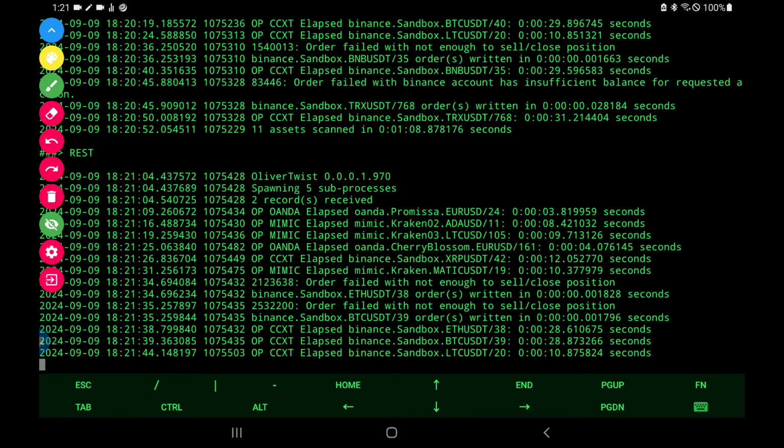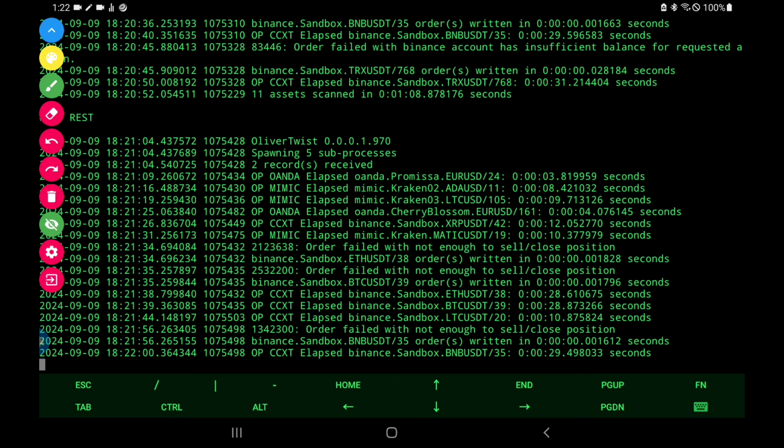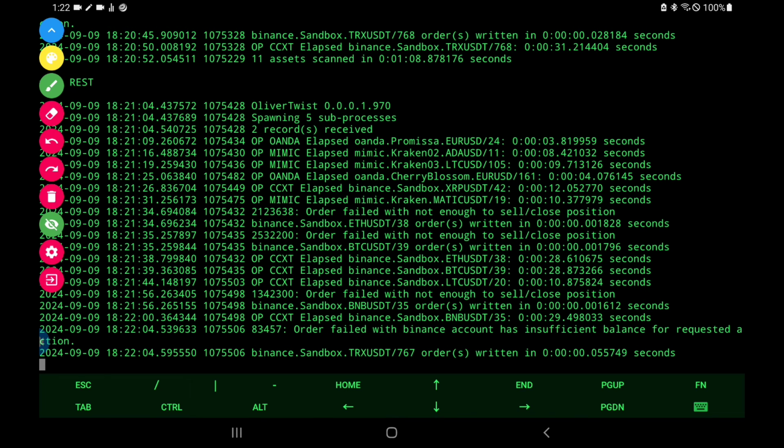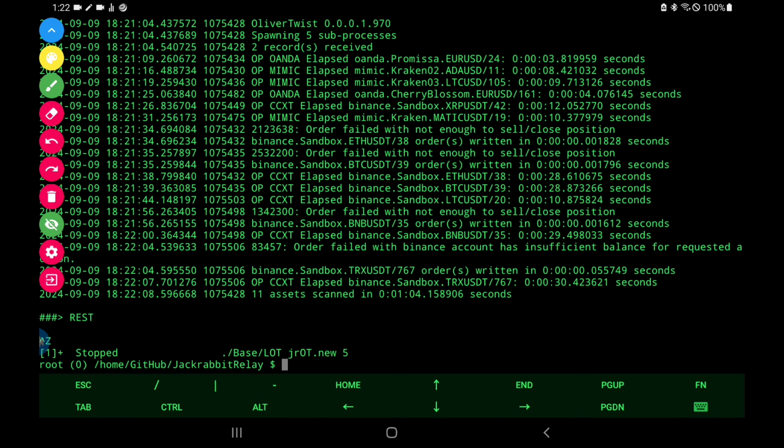Overall, 1 minute, 8 seconds to scan 11 complete assets. So you can see that the average is fairly consistent time over time. And it doesn't necessarily grow and fluctuate in an aggressive way the way the thorough approach does. The thorough approach causes time to escalate drastically as orders are added to the system.